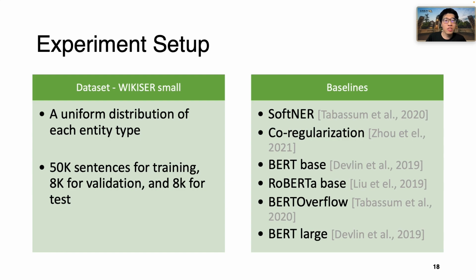We did multiple experiments to evaluate our approach. Since the original WikiSER dataset is too large to train on our GPU machine, we create a smaller dataset called WikiSER Small to train and test SER models. We also compare our approach to multiple baselines, including SoftNER, co-regularization, BERT-base, RoBERTa-base, BERTOverflow, and BERT-large.